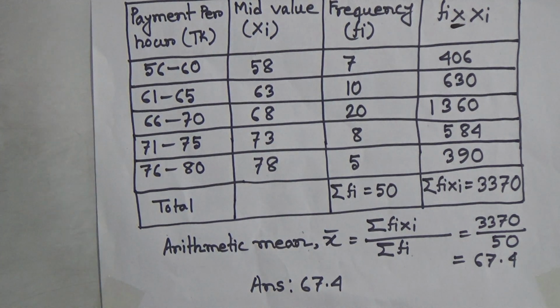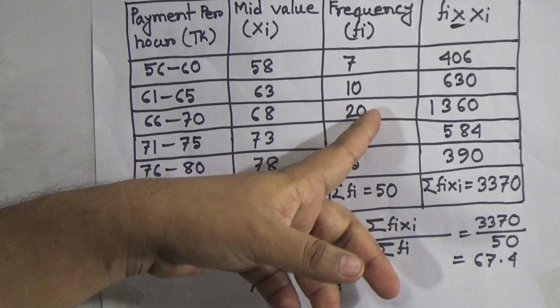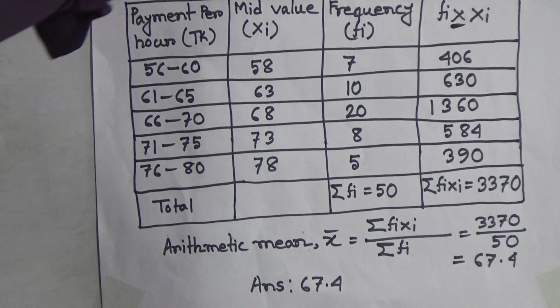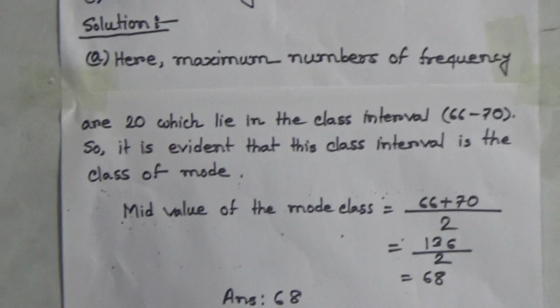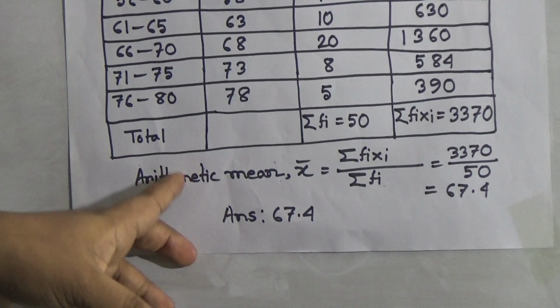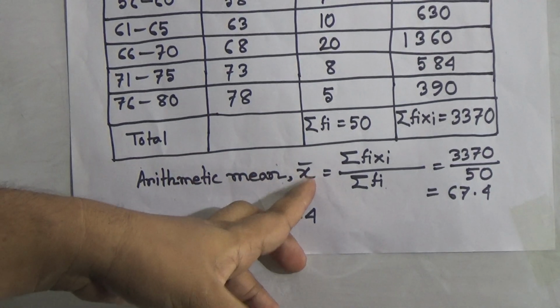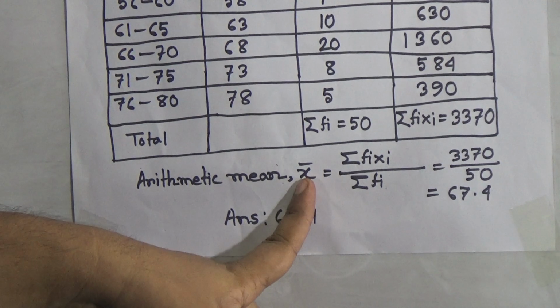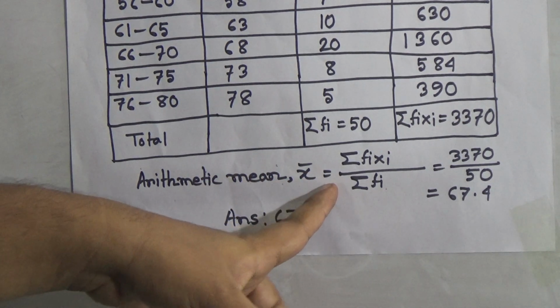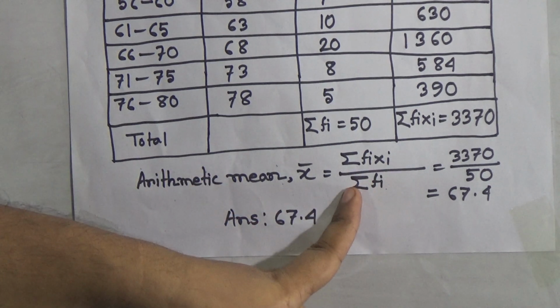And now we find out the total frequency, that means summation of fi. So here you notice 7, 10, 20, 8, 5, so we get 50. This is the total frequency. So now we write the formula, arithmetic mean x bar. Bar means this is the average. Arithmetic mean x bar equal to summation of fi xi divided by summation of fi.